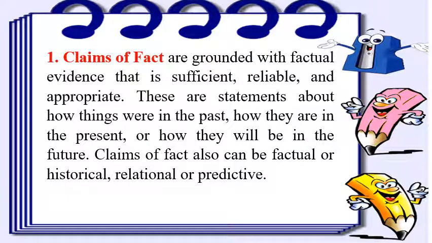Number one is claims of fact. Claims of fact are grounded with factual evidence that is sufficient, reliable, and appropriate. These are statements about how things were in the past, how they are in the present, or how they will be in the future. Claims of fact can also be factual or historical, relational, or predictive.